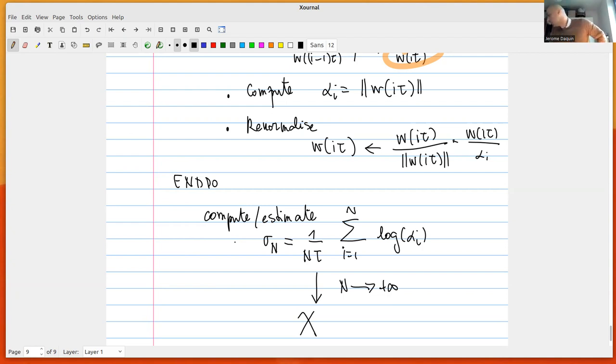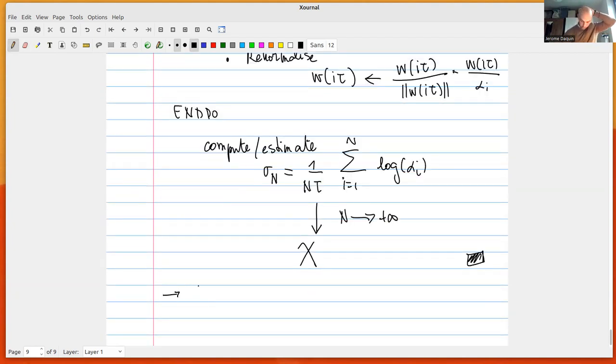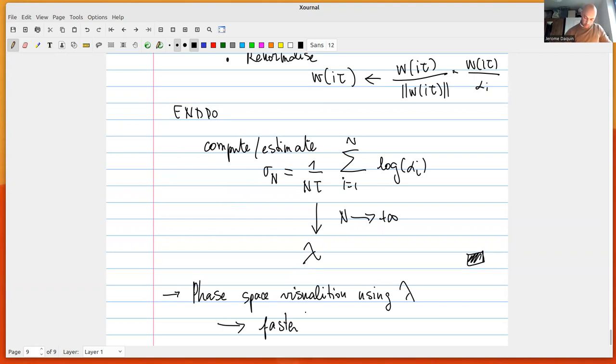All right, so I will stop here. Next time I will talk about phase space visualization. Sorry, compared towards lambda, the largest one. Yes, I will talk next time about phase space visualization using lambda. And if I have time, because I am very slow, I will talk as well about faster finite time chaos indicators. So that's where we go next time.